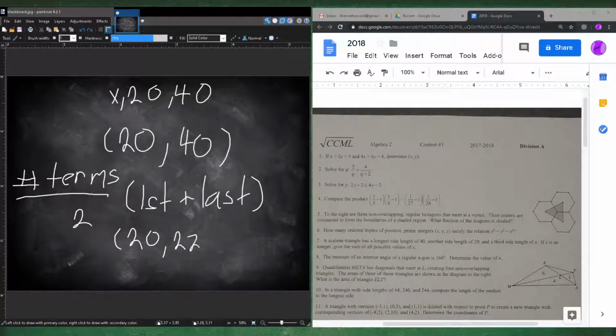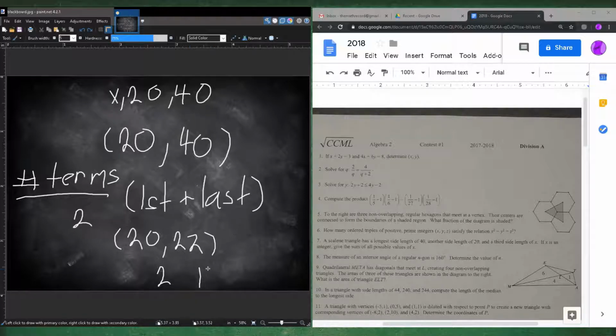Let's increase that to 22. 22 minus 20 is 2. What are the integers between 20 and 22? 20, 21, and 22, but we can only use one of them. We can't use 20 or 22 because these are curvy brackets, so it does not include 20 and 22. We see the same property: a difference of 2, minus 1, equals 1. So we only have one term.